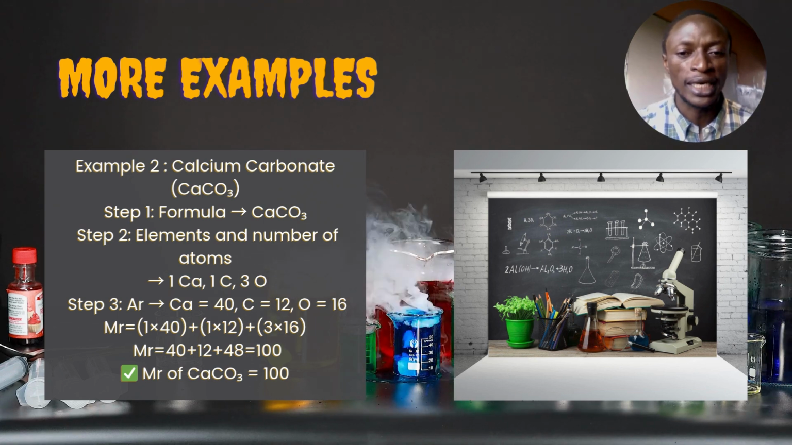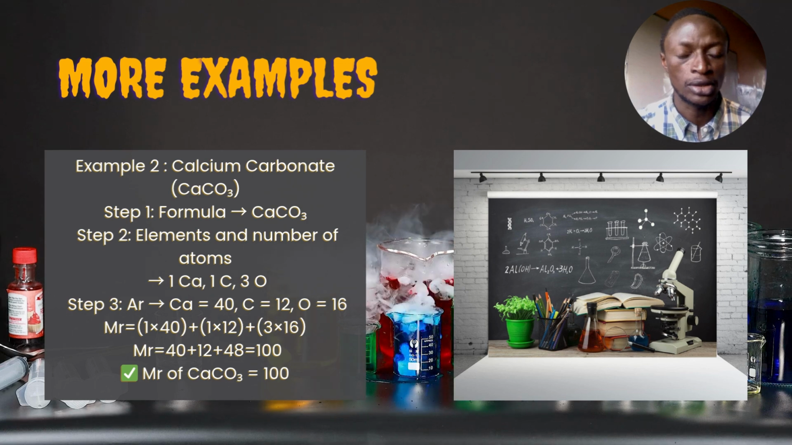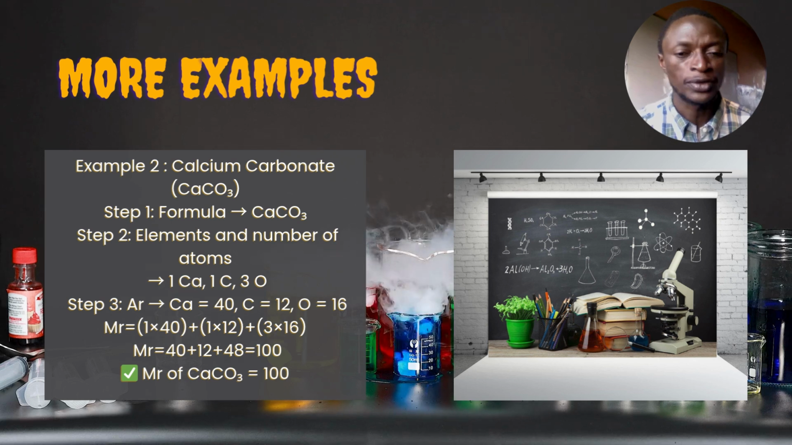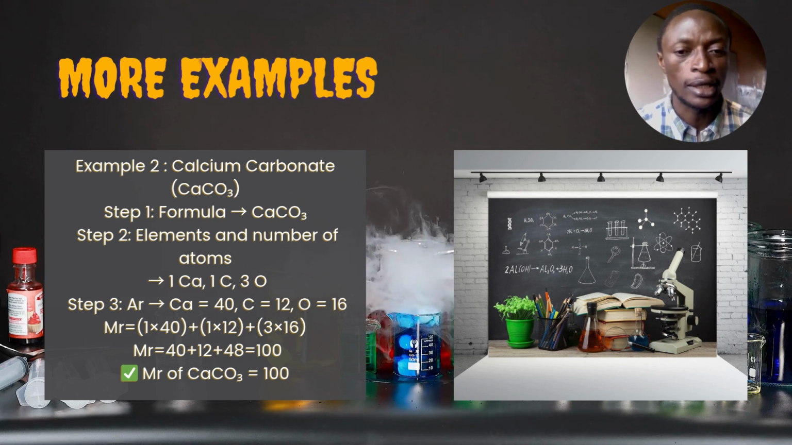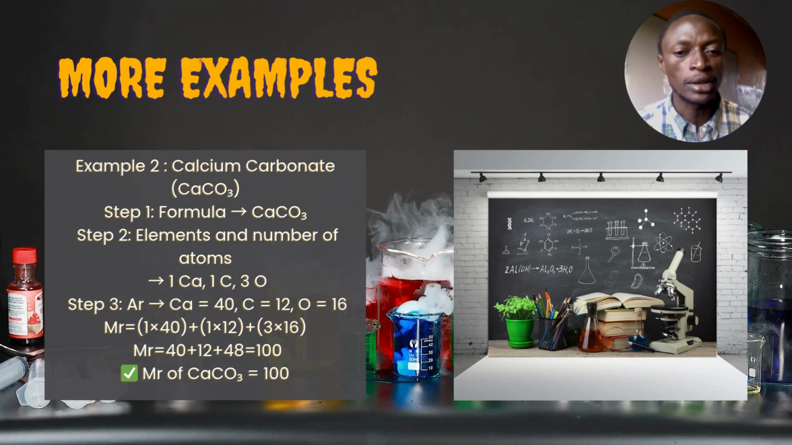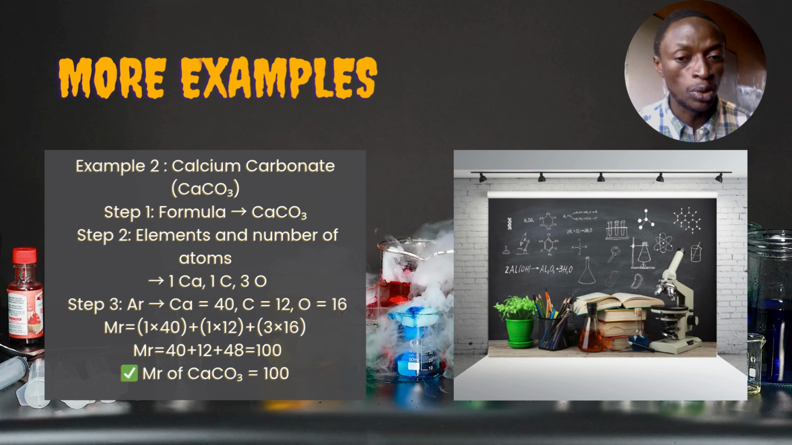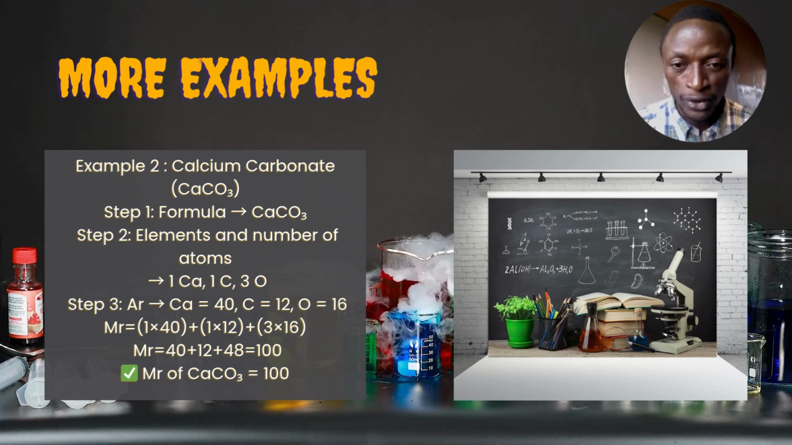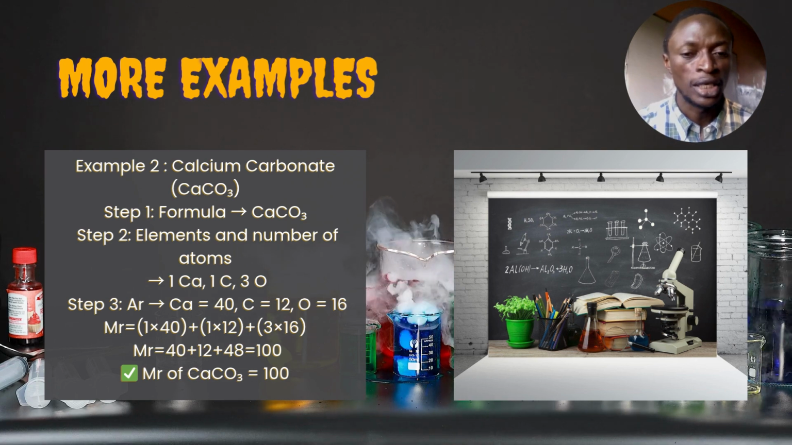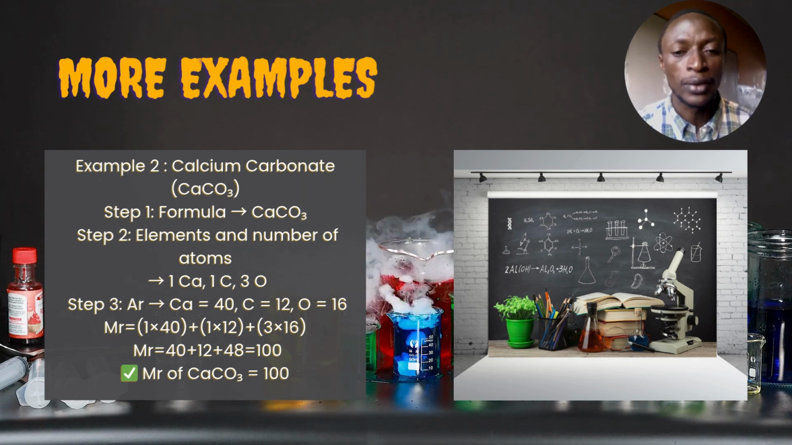Now, having done that, let's identify the number of these elements in this compound. Now, we have one calcium, right? Okay, the second we have carbon. How many carbon? One. Good. Now, oxygen. Yes, it's 3 because it's carrying O3. So the number of oxygen in CaCO3 is 3, while that of carbon and calcium they are 1, 1.